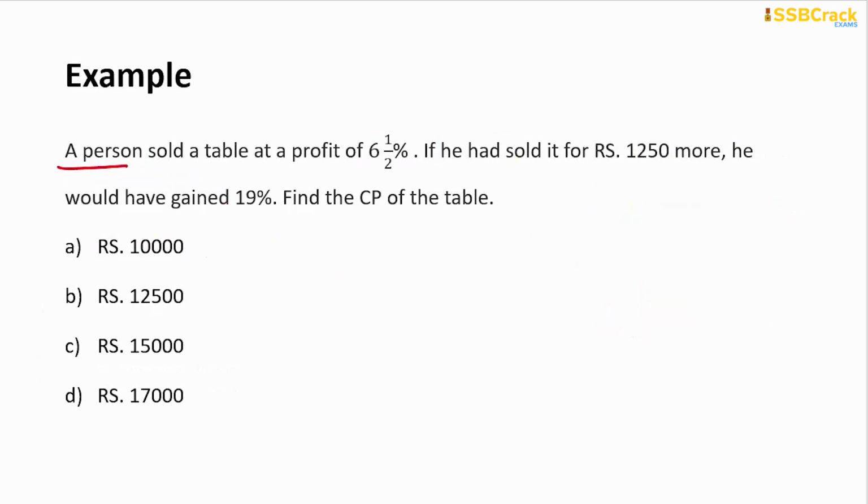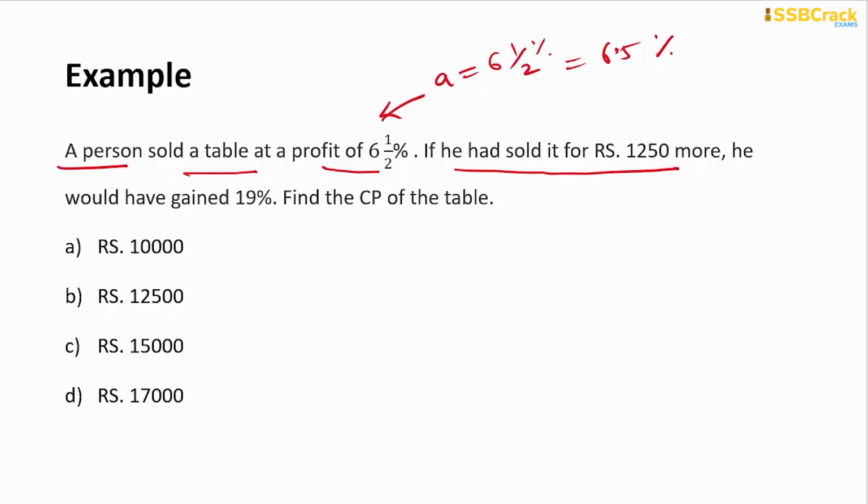A person sold a table at a profit of 6 1/2%. So this first value will be indicative of A. So A is mentioned to us as 6.5%, which is nothing but, see, 2 6s are 12 plus 1, 13/2, which is 6.5%. Alright. And if he had sold it for rupees 1,250 more, so this is the amount R to be used in the formula, he would have gained, and this is the value, amount B.